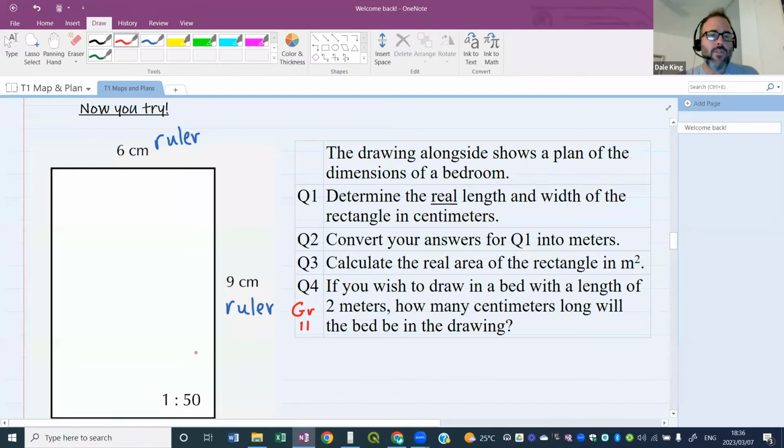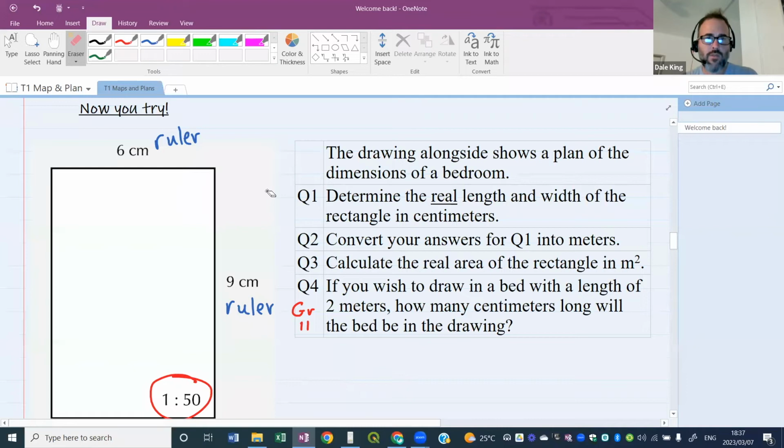And they give you a scale for this diagram. They say the scale for this diagram is 1:50. So I'm going to help you translate that. 1:50 means for every 1 centimeter on this diagram, it represents 50 centimeters in the real world. So 1 centimeter on my map measured with a ruler represents 50 centimeters in the real world. That's the interpretation of this question.